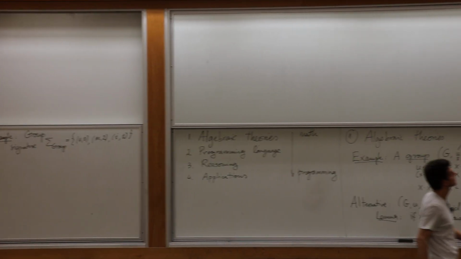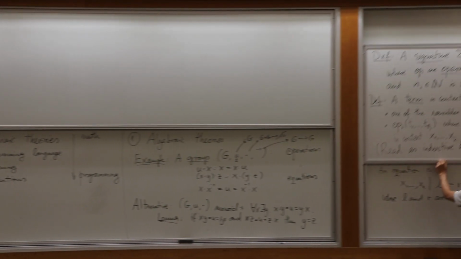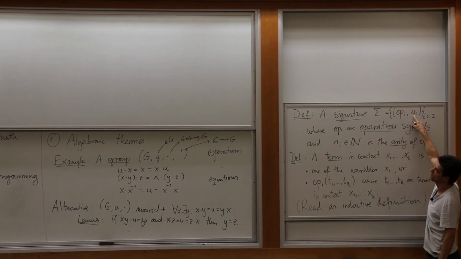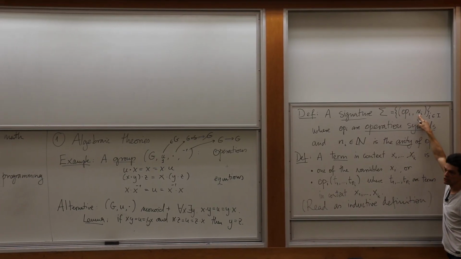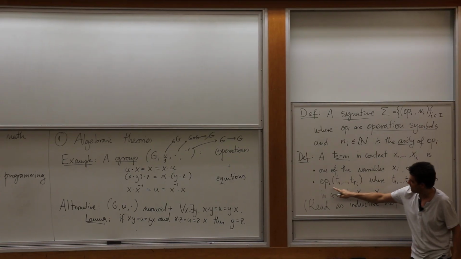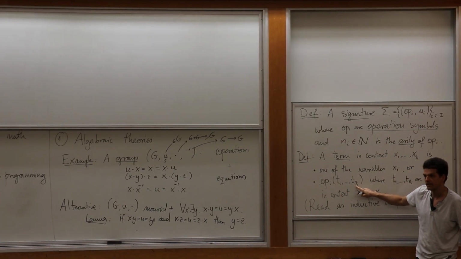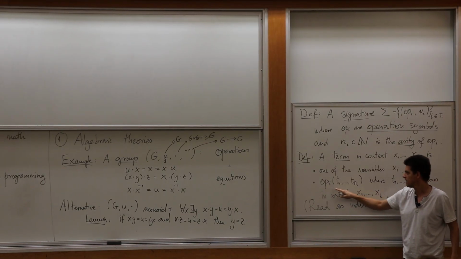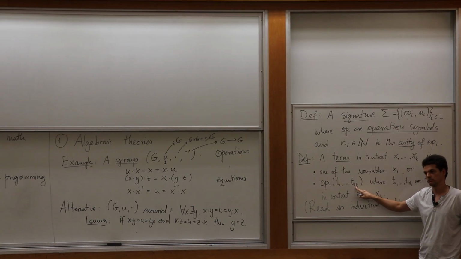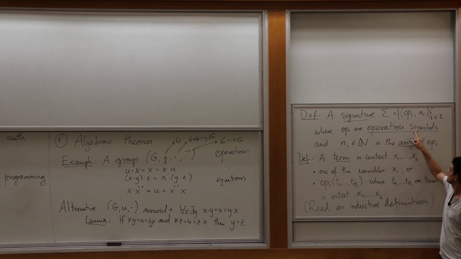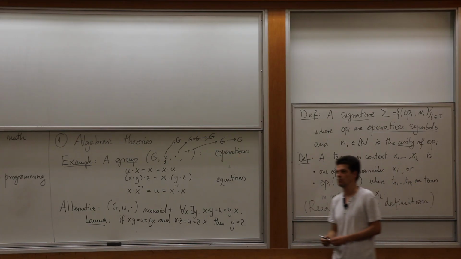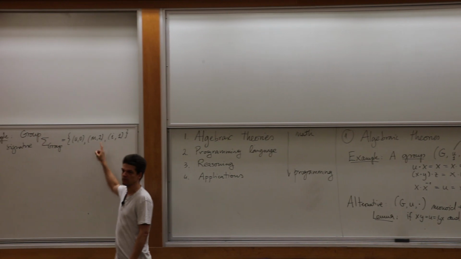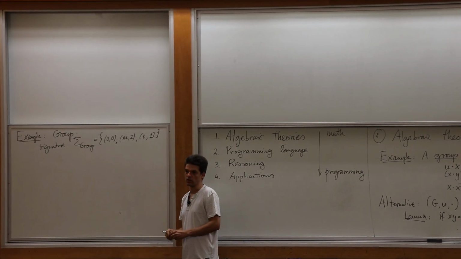If you look here, when I give a signature, I give a bunch of operation symbols, and for each one of them I give a natural number. This natural number, n_i, is telling you that the operation op_i wants n_i arguments. So that's what the arity is: it tells you how many arguments it wants. So U takes 0 arguments, M takes 2 arguments, and I takes 1 argument.